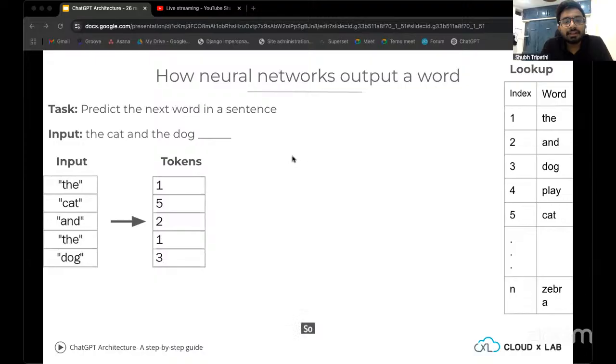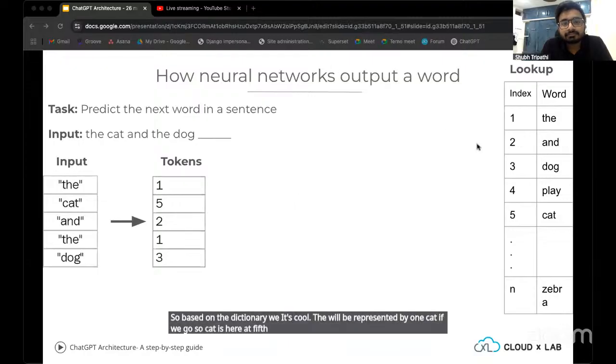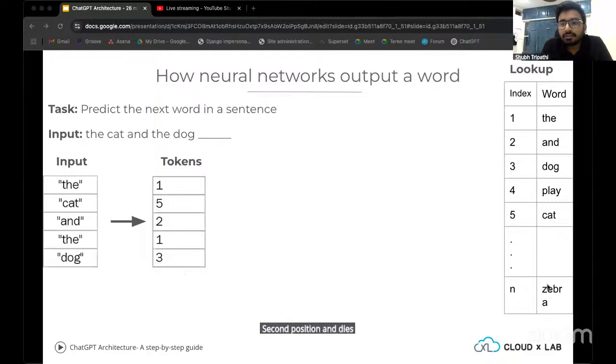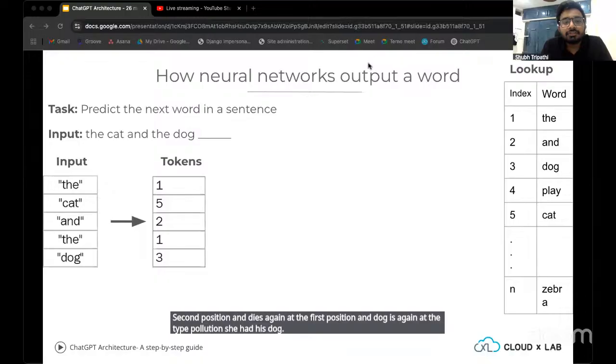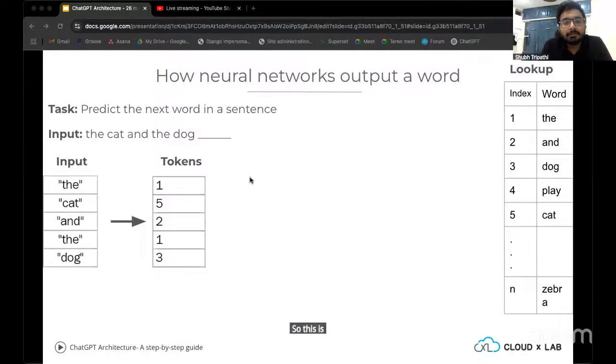Based on the dictionary, "the" will be represented by one. "Cat" is at the fifth position, which you can see here. Then "and" is at the second position, and "the" is again at the first position, and "dog" is at the third position. So this is how we represent it.